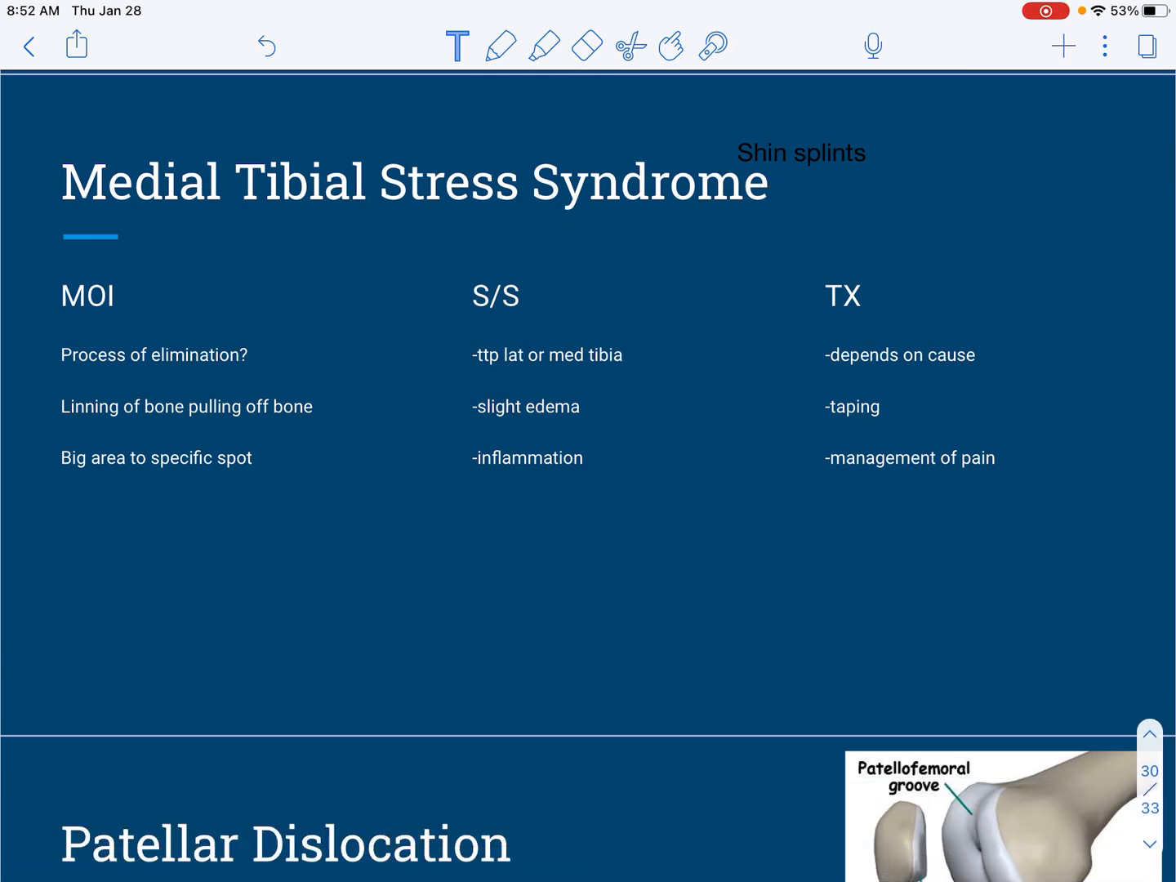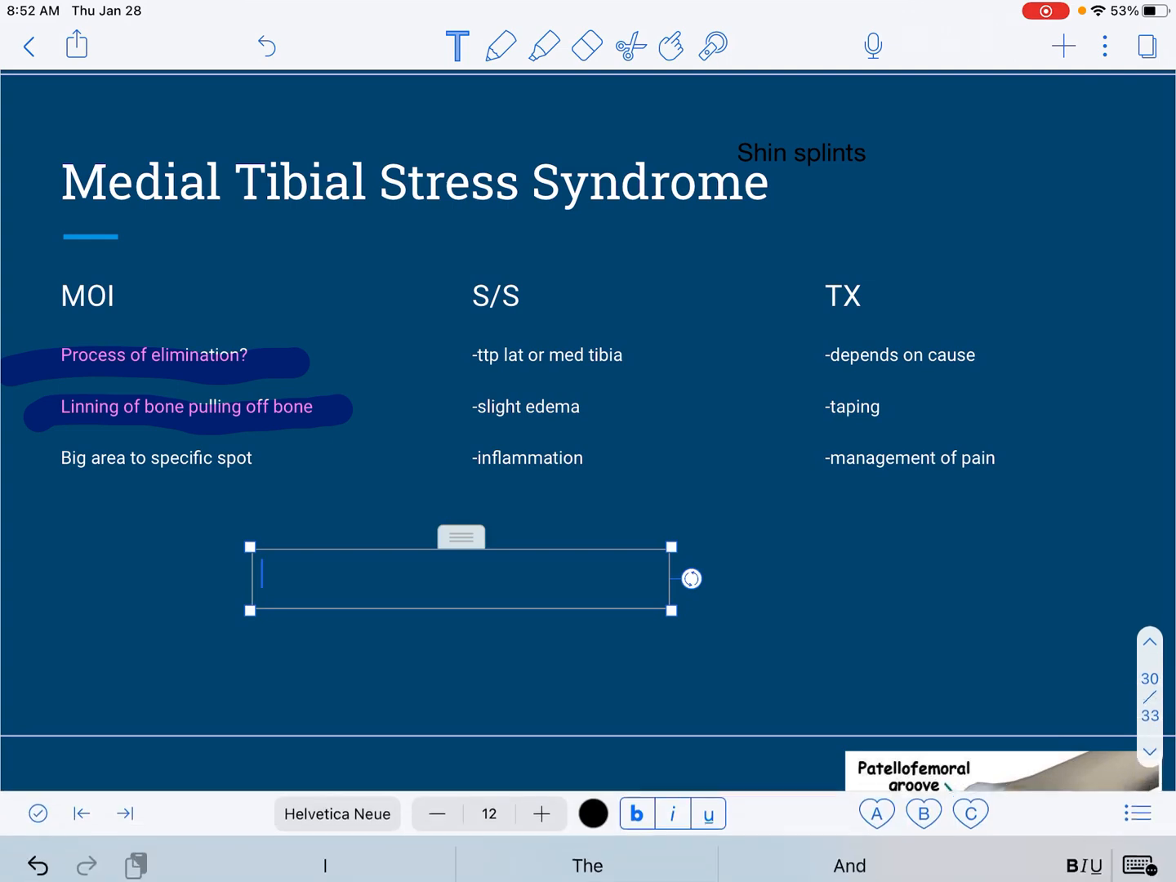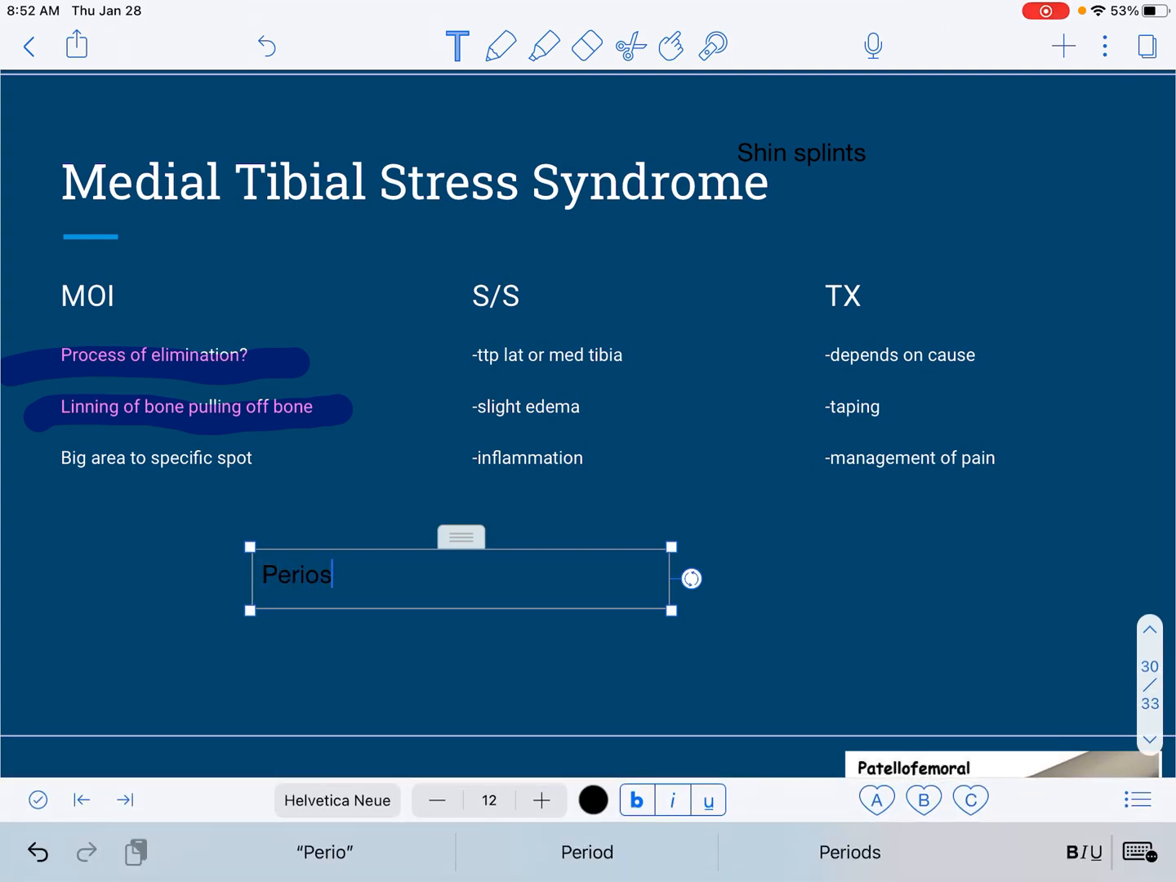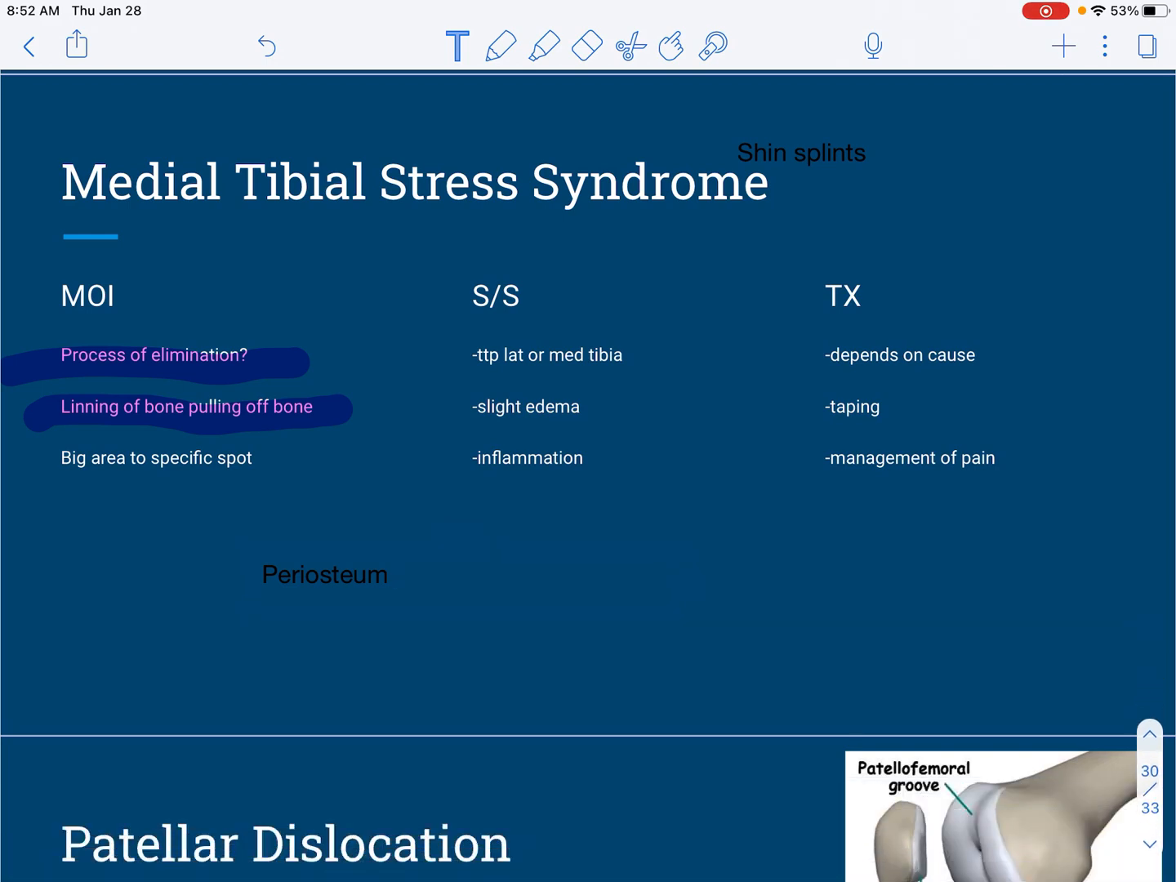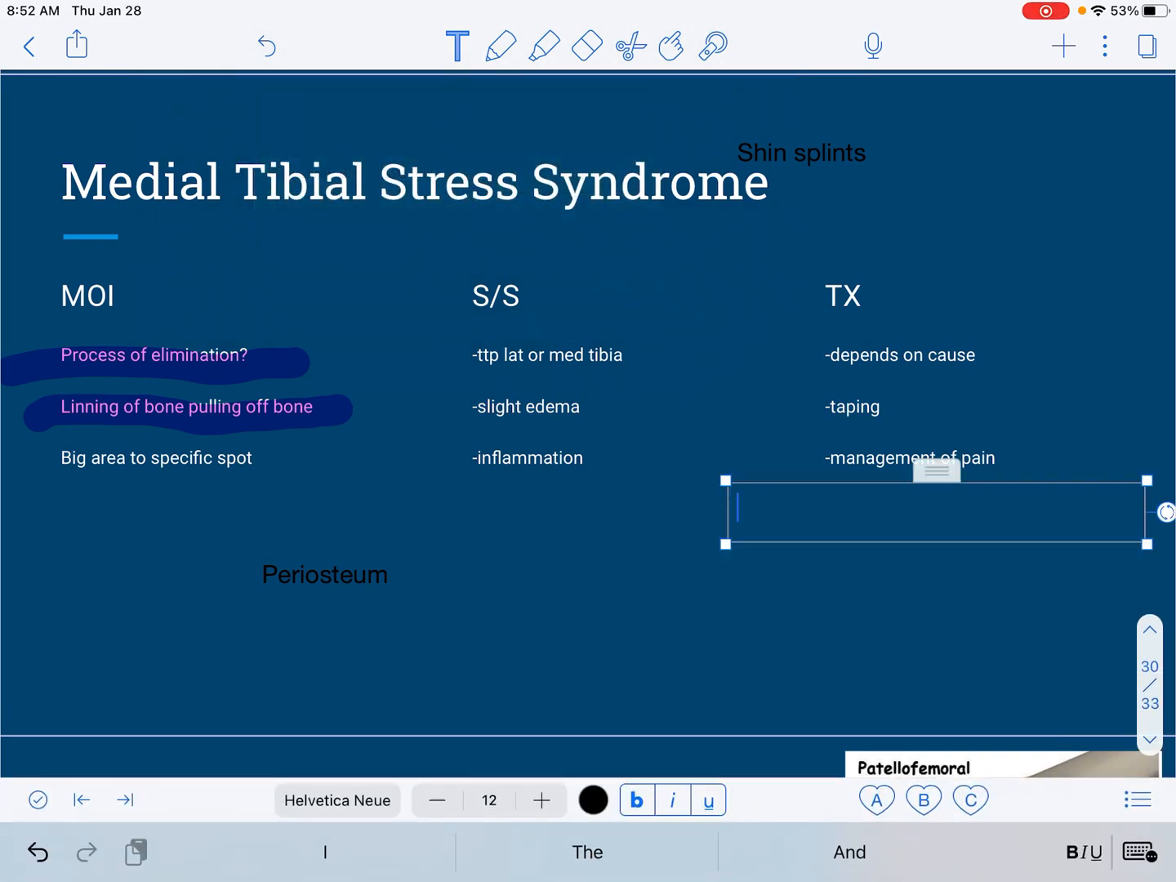So, there's all kinds of things that mess with shin splints, right? Tons of things. It could be increase in activity, decrease in activity, old shoes, new shoes. That's why you have to go through this process of elimination. But basically, it's the periosteum pulling off a piece of bone. So that could be extra credit maybe. Periosteum is that tissue that's pulling off bone. It's that lining of bone. So treatment depends on the cause, but one thing for sure that you want to do is toe taps.